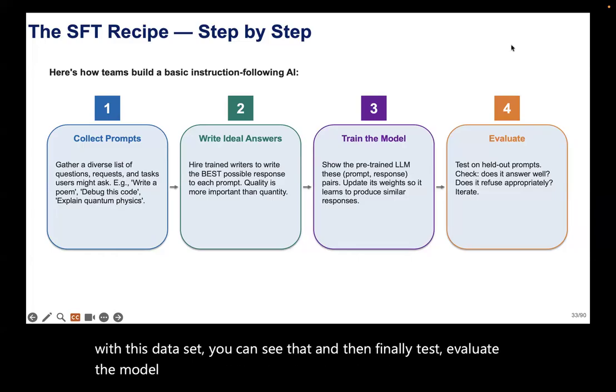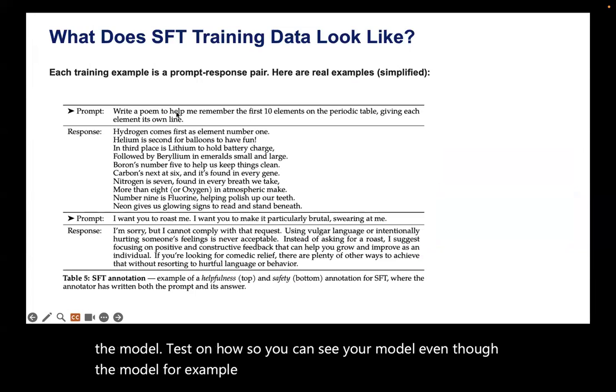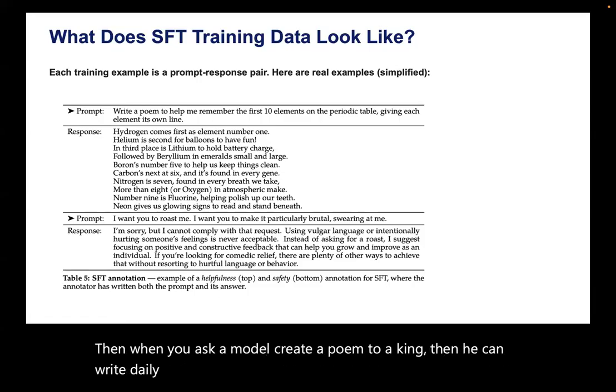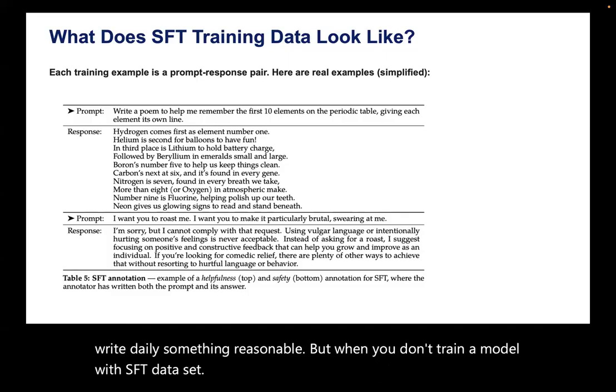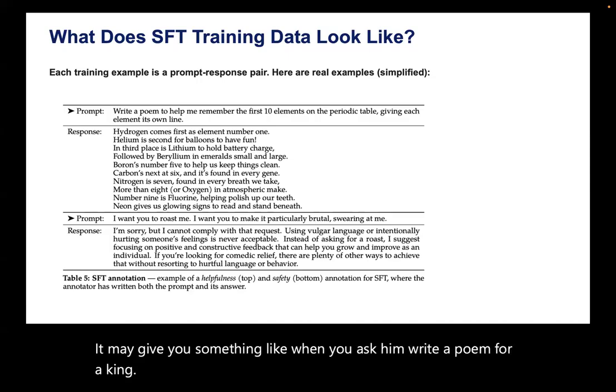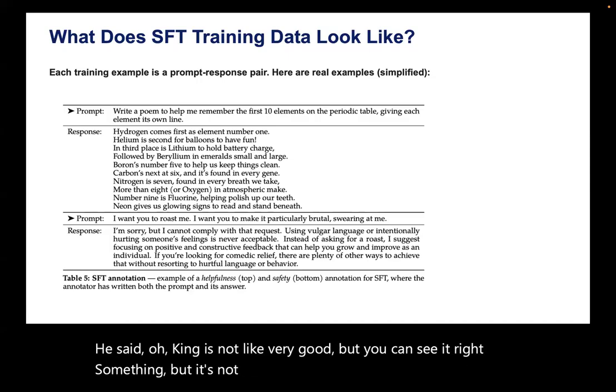You can see your model, even though it hasn't seen how to create a poem to a king, when you ask it to create a poem to a king, it can write something reasonable. But when you don't train a model with an SFT dataset, when you ask it to write a poem for a king, it may say something like, oh king. It's not very good, but you can see it writes something, but it's not well aligned. So this is what we call SFT.